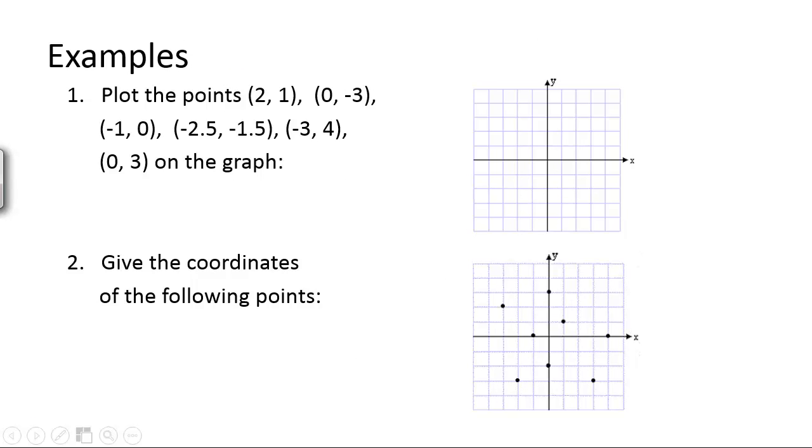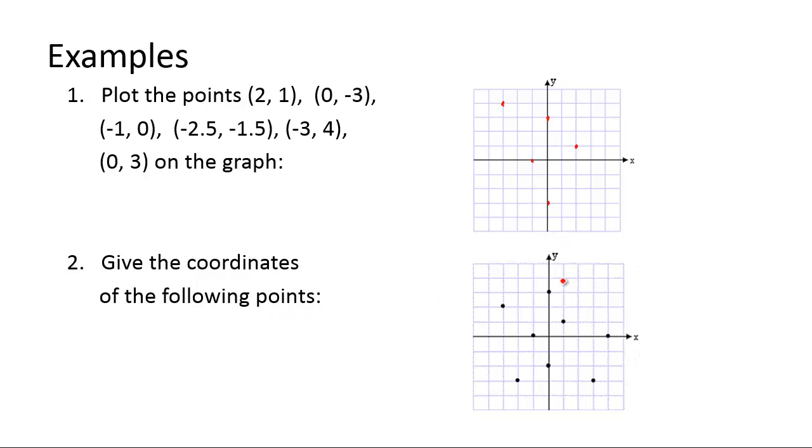So let's try and apply this. Let's try to plot the following points. So (2, 1) would have 2 on the x and 1 on the y. So there's (2, 1). (0, -3) would be here, (-1, 0), (-2.5, -1.5), (-3, 4), and where's (0, 3)? (0, 3).